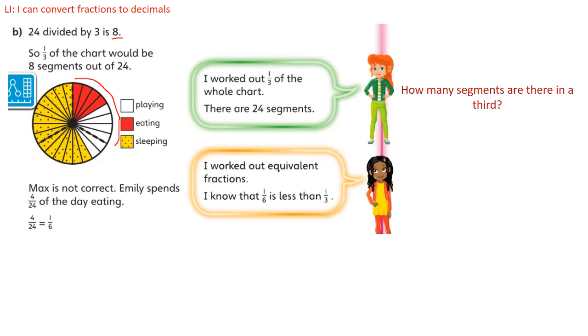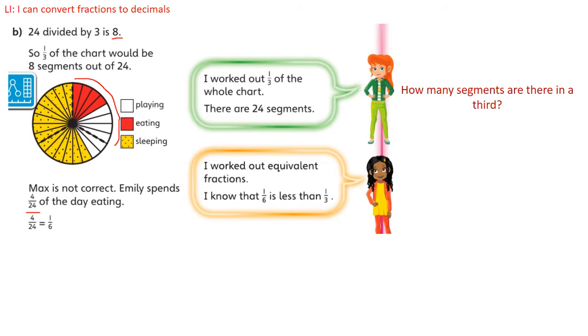We could have put the number of hours that she actually spends eating as a fraction. So 4 out of 24 hours. And then we can simplify that. So think about what times table 4 and 24 are both in. They're both in the 4 times table, aren't they? So what we do to the denominator, we do to the numerator.